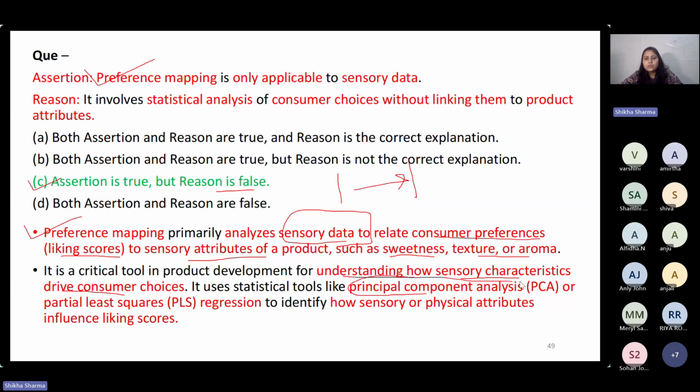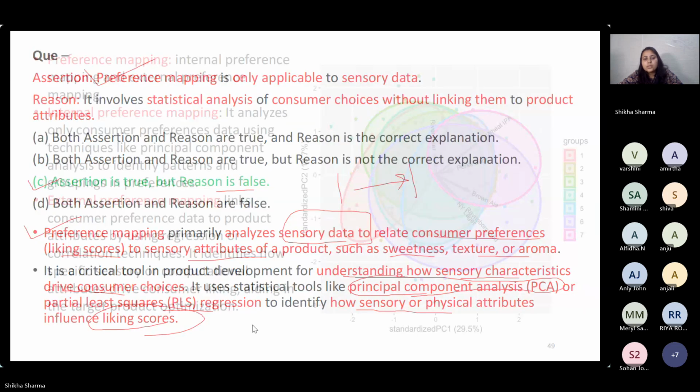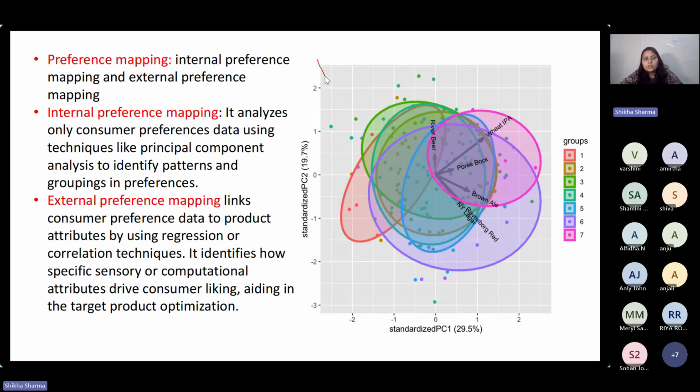The consumer choices are linked with the product's characteristics, and it takes those data and does statistical analysis like PCA and PLS, a kind of regression, and PCA it will plot, to identify how the sensory or physical attributes influence the liking scores. It can be like this, a kind of PCA plot. It tells that different customers have different liking behavior, some like this, some like this. It groups all the behaviors of consumer liking.